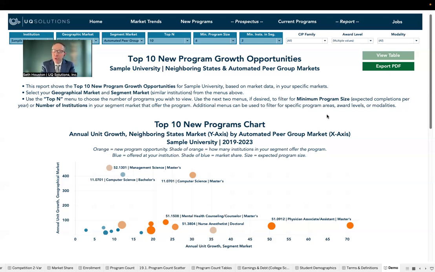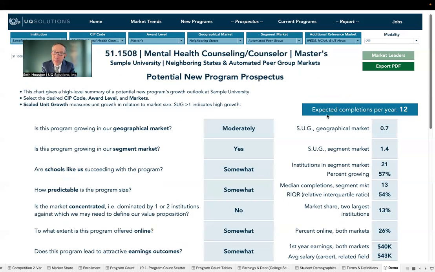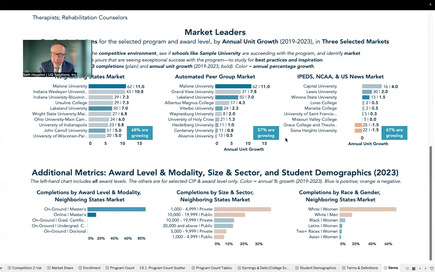Now, once we have a short list of programs to consider further, we want to know more about these programs. So we can look at our potential new program prospectus. And this is a great one-page letter-sized PDF report. Again, you can export it as a PDF, share it with your colleagues.